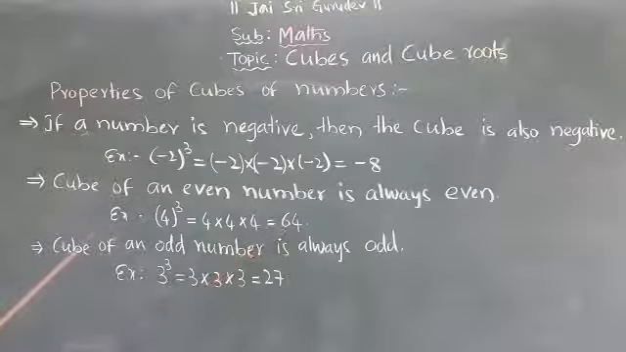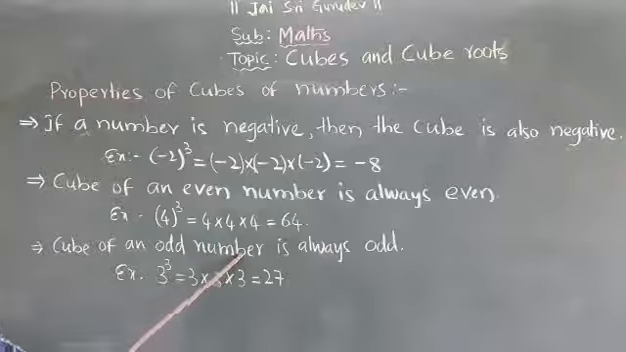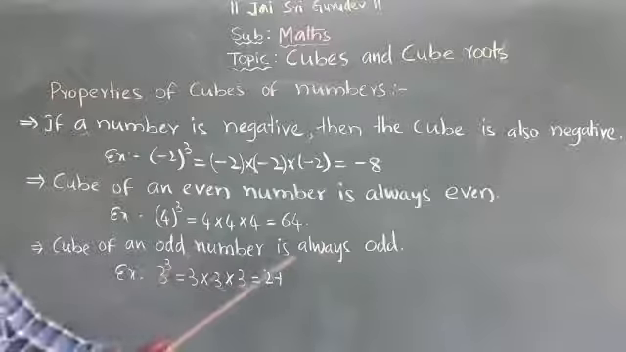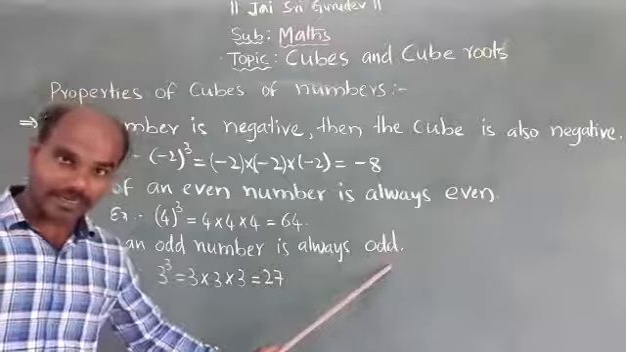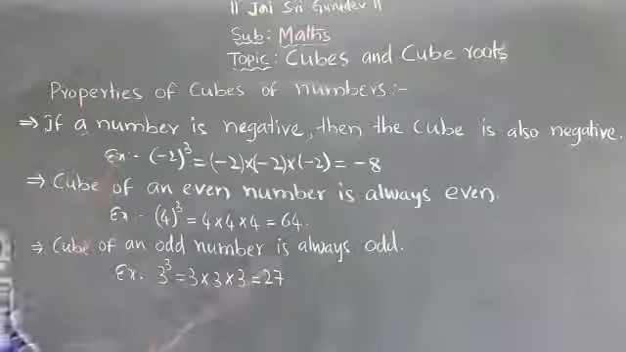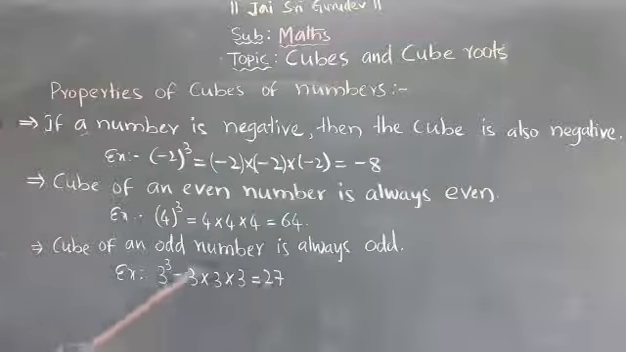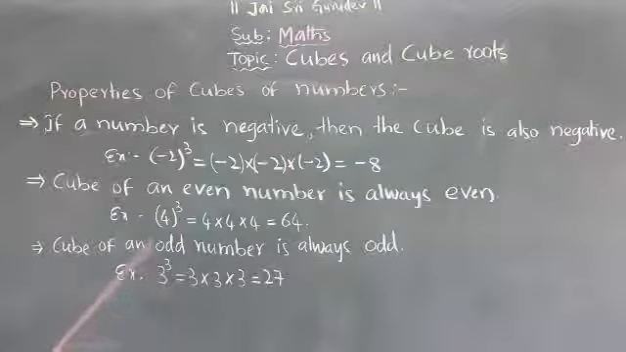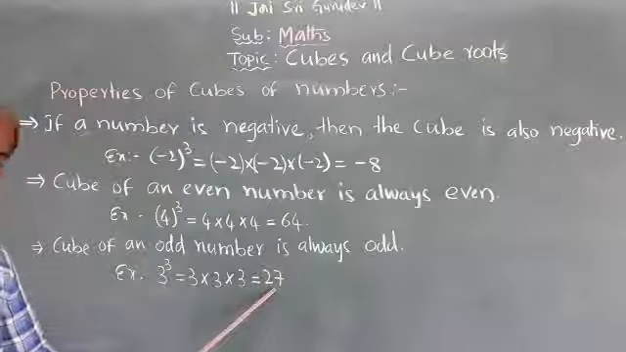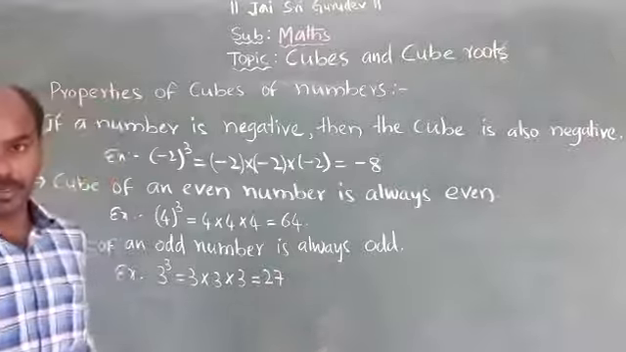Then the third property: the cube of an odd number is always odd. I am taking an odd number. For example, 3 is an odd number, its cube is 3 into 3 into 3. 3 times 3 is 9, 9 times 3 is 27. So 3 is an odd number, and its cube is 27, which is also an odd number.